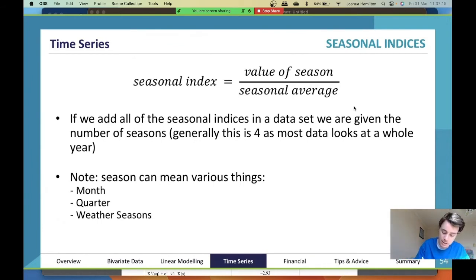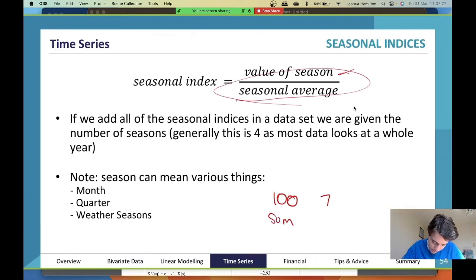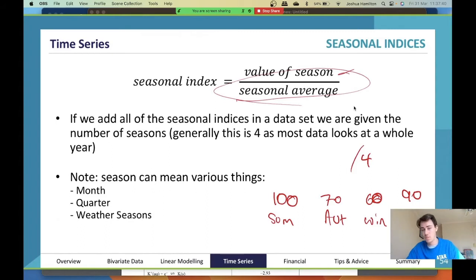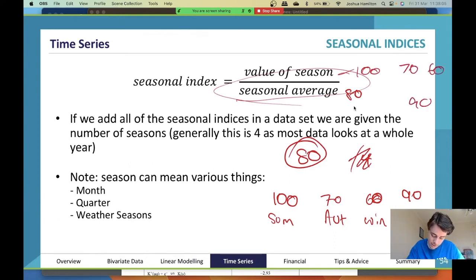What I'm saying here is you get the average of all the seasons, and you divide the value of whatever season by it. Let's just say you had sales of 100 in summer, 70 in autumn, 60 in winter, and 90 in spring. You add those 4 numbers up and divide by 4. 100 plus 70 plus 60 plus 90, divided by 4, I think I get 80. So 80 is my seasonal average. Then I divide each of the values by it. 100 divided by 80, 70 divided by 80, 60 divided by 80, 90 divided by 80. Each of those gives me a value, and when I add those 4 values up, it should equal 4.